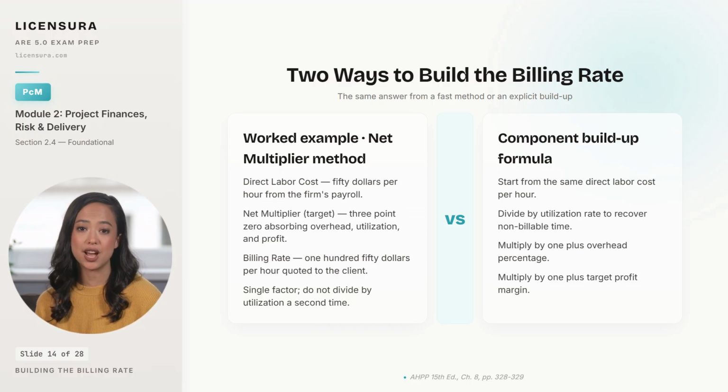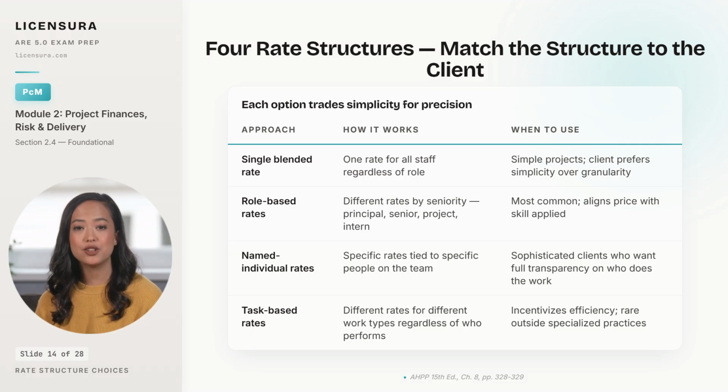With the rate calculation locked in, the next decision is which rate structure to offer the client. 4 rate structures, each fitting a different client and project profile. The single blended rate is the simplest. Every hour bills at the same number regardless of who performed the work. It fits small projects with unsophisticated clients who want a clean invoice and don't care whether the principal or an intern did the drafting. The trade-off is that it underprices senior work and overprices junior work, so it only works when the team mix is stable.